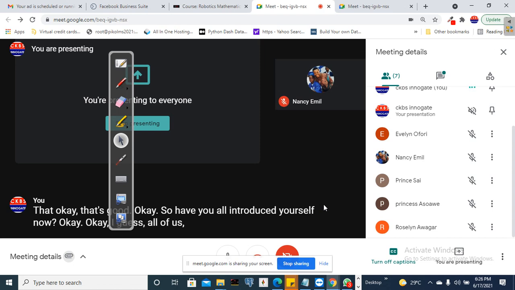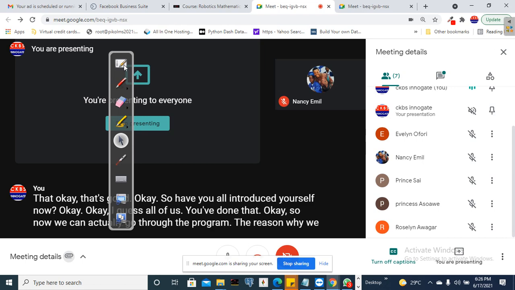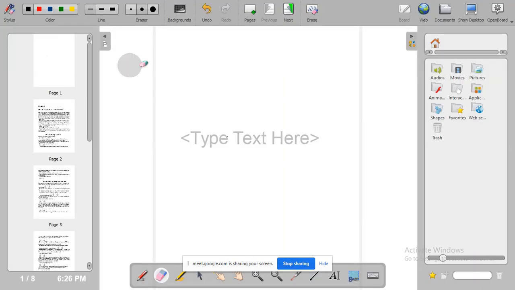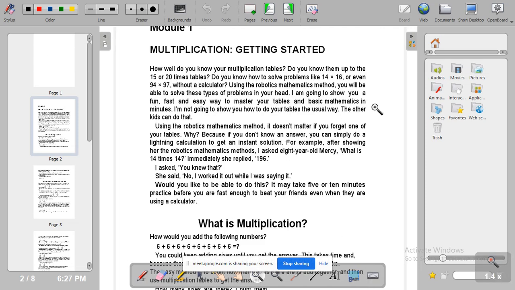Okay. So now we can actually go through the program, the reason why we are here today. I believe all of you can see my screen, right? Okay. So let me enlarge it a little bit. Okay. I believe it's okay now, right?